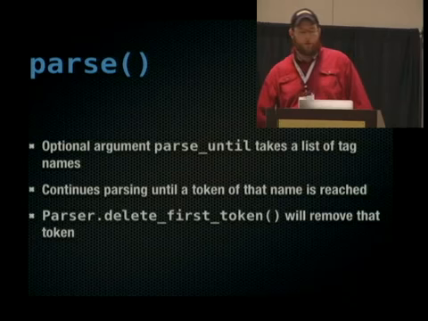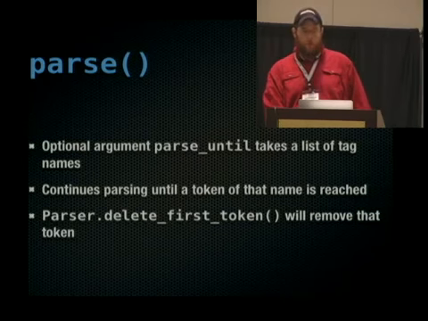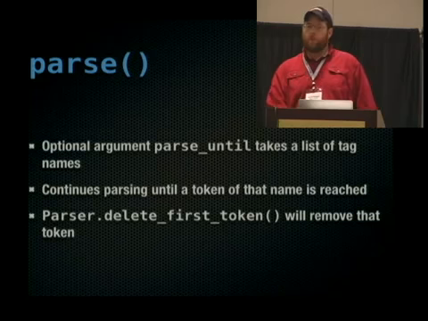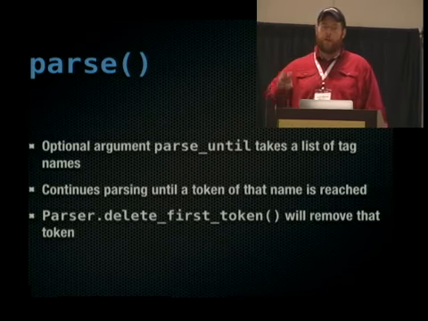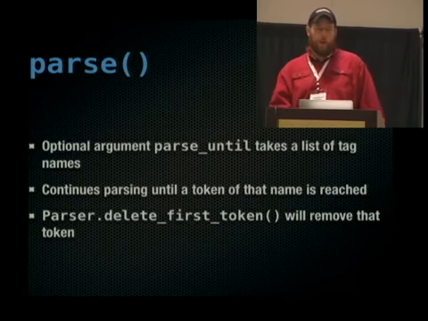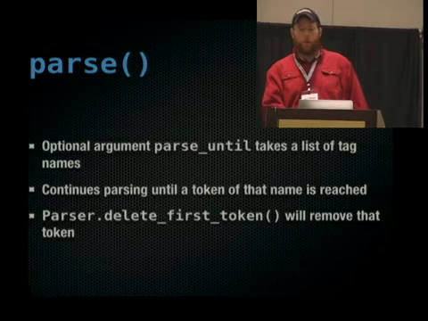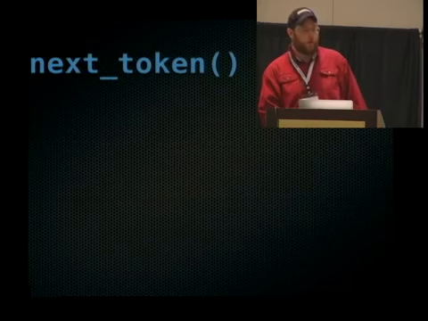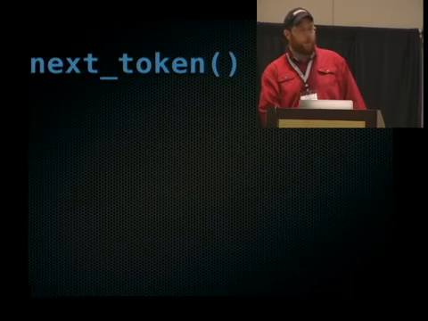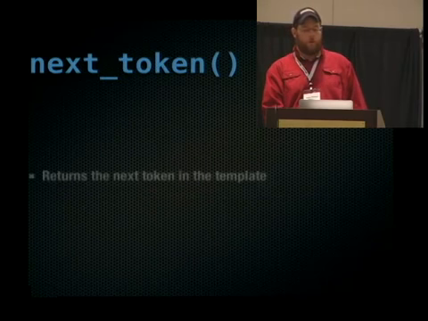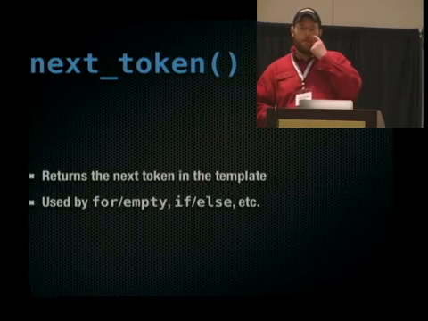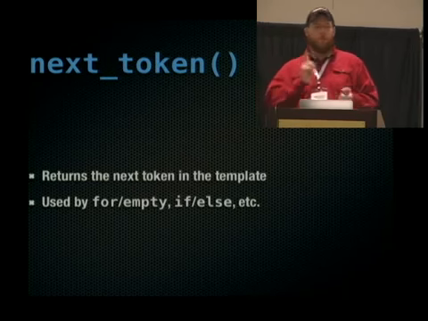You can also call parser.delete_first_token to delete whatever token is at the point where you are right now. This is really useful for tags that have to have multiple parts and want to clean up after themselves after they've figured out what they're supposed to do. There's also a method called next_token, which is usually what you do after parsing until something. Returns you the next token in the template. This is used by the for tag.